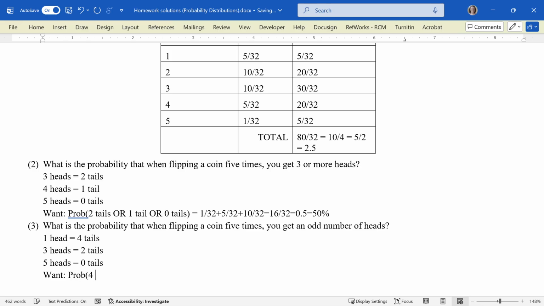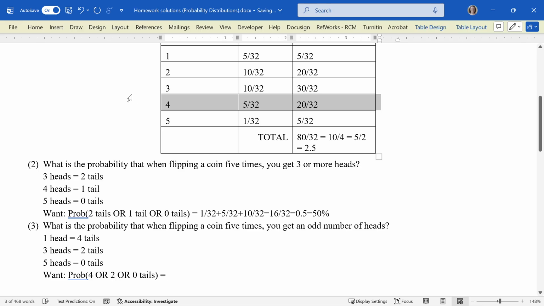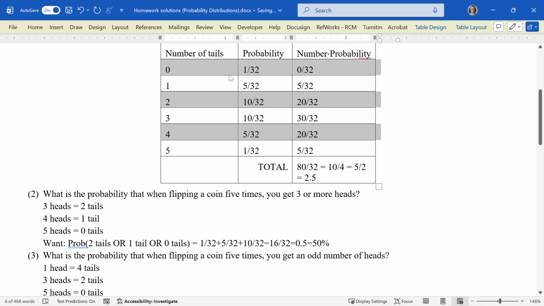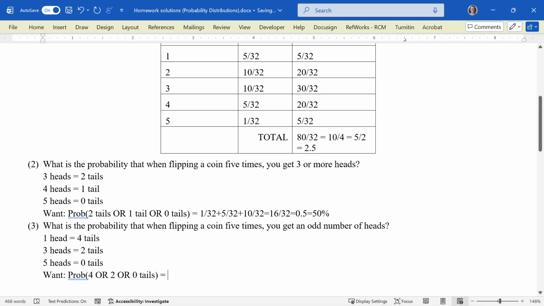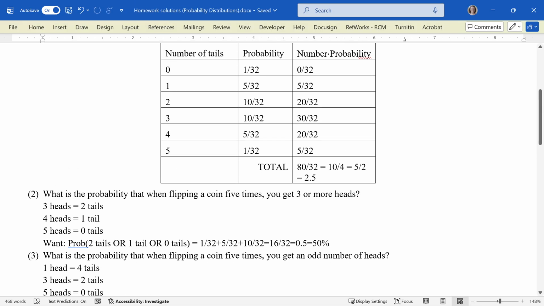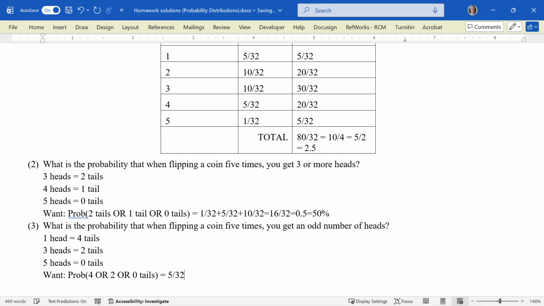So 4, 2, 0 tails. We're just going to add them up. So we're looking at this row, and this row. So 1 over 32, 10 over 32, and 5 over 32. Actually, it is 16 again. So let me add them in the right order here: 5 over 32 plus 10 over 32 plus 1 over 32. Again, we get 16 over 32 or 50%.